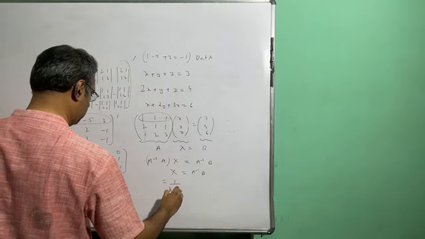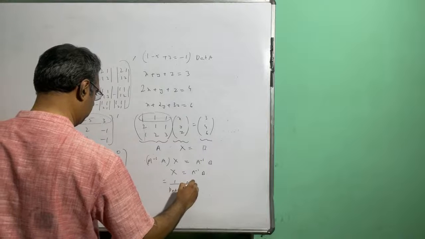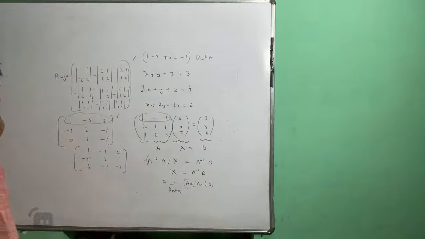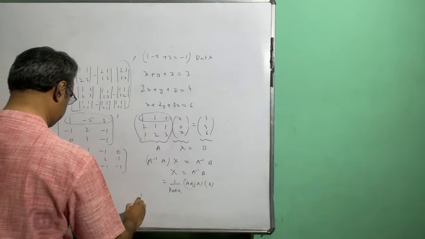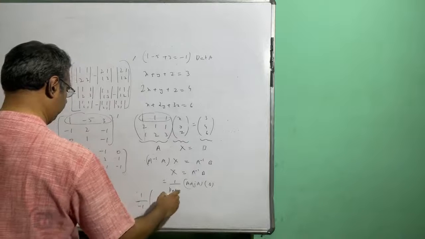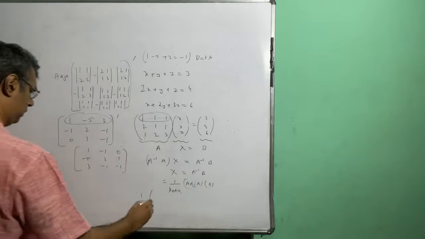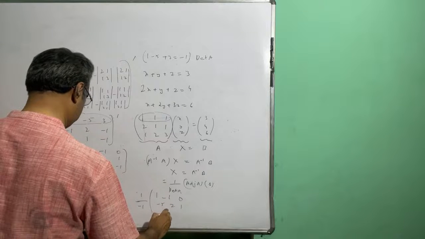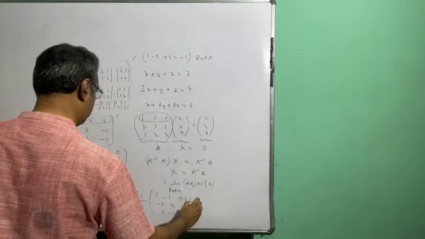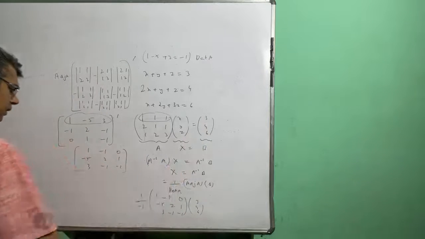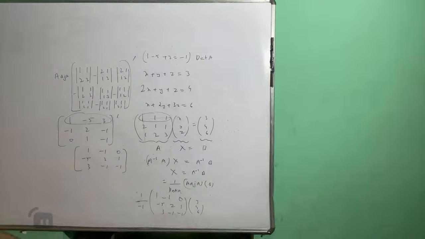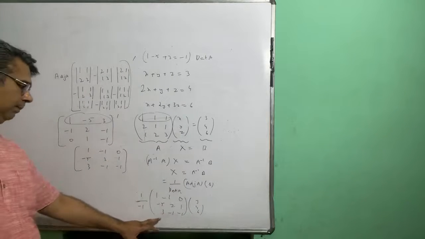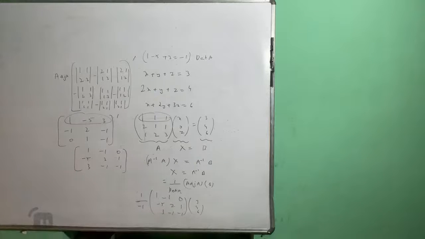So A inverse is 1 by determinant A into adjoint A, and then into B. So determinant A is minus 1. Adjoint A is what we got over here: 1, minus 1, 3, minus 5, 2, 1, 3, minus 1, 1, and you have to multiply that with 3, 4, 6. So 1 by determinant A into adjoint A into B is what you have to do. So 1 by minus 1 into adjoint A into B.